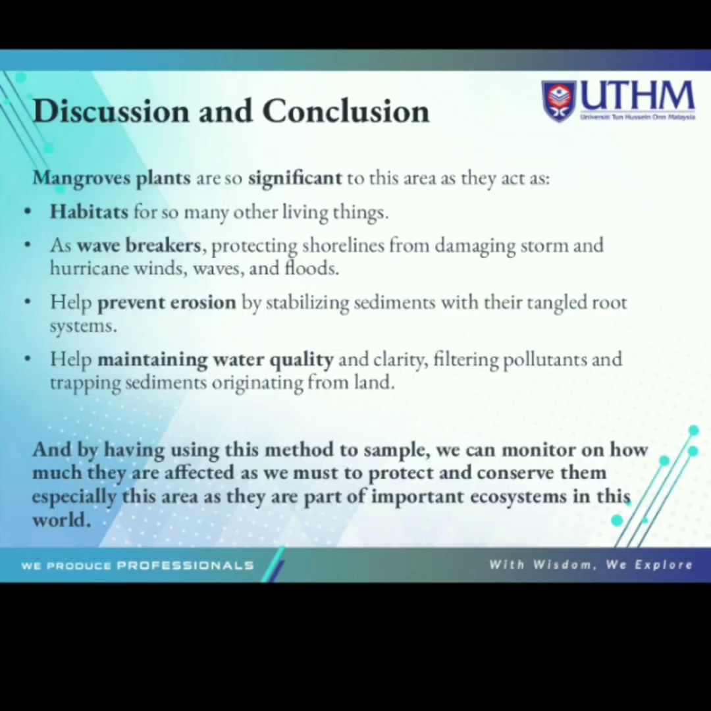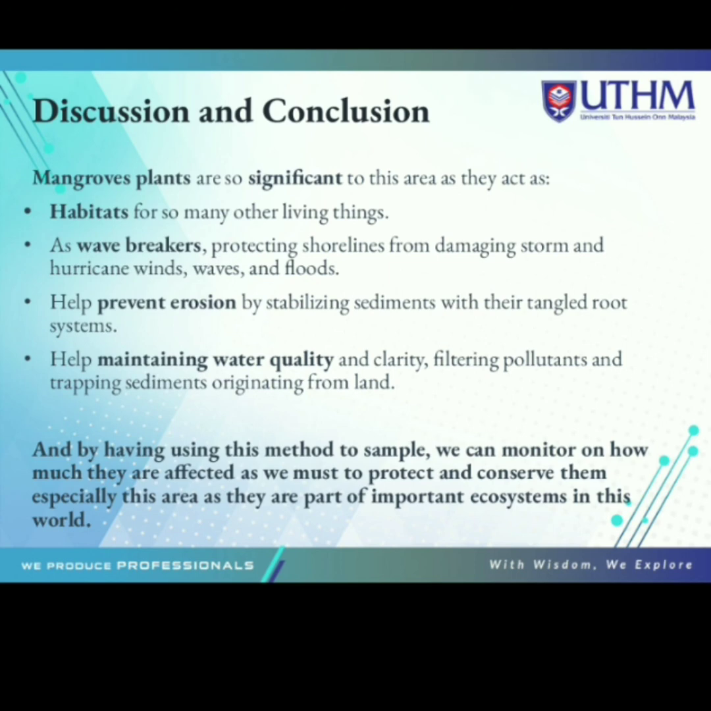Based on our discussion, we agreed that mangrove plants are very significant to this area as they provide essential habitat for thousands of species. Mangrove plants also act as wave breakers as they protect the shorelines from damaging storms, hurricane winds, waves, and also floods. The dense root system of mangrove forests traps sediments flowing down rivers and off the land. This helps stabilize the coastline and prevent erosion from waves and storms.